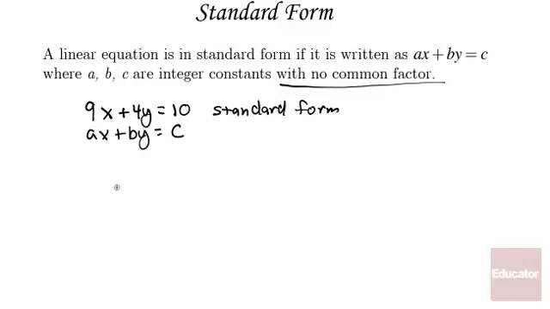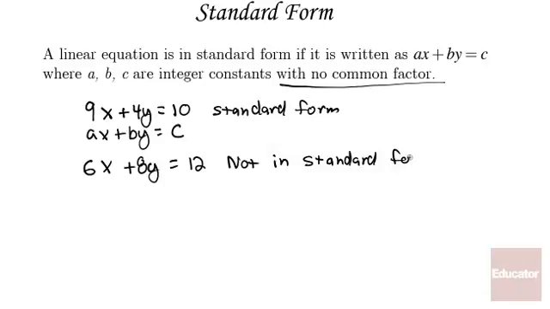So consider another possible equation. 6x plus 8y equals 12. This is not in standard form because 6, 8, and 12 have a common factor. What I need to do is divide both sides of this equation by 2 to get 3x plus 4y equals 6. Now it's in standard form.